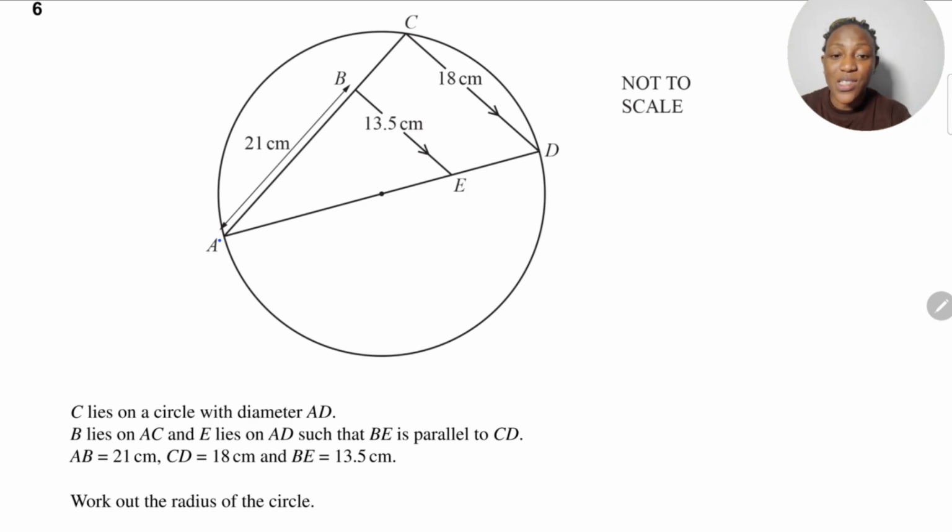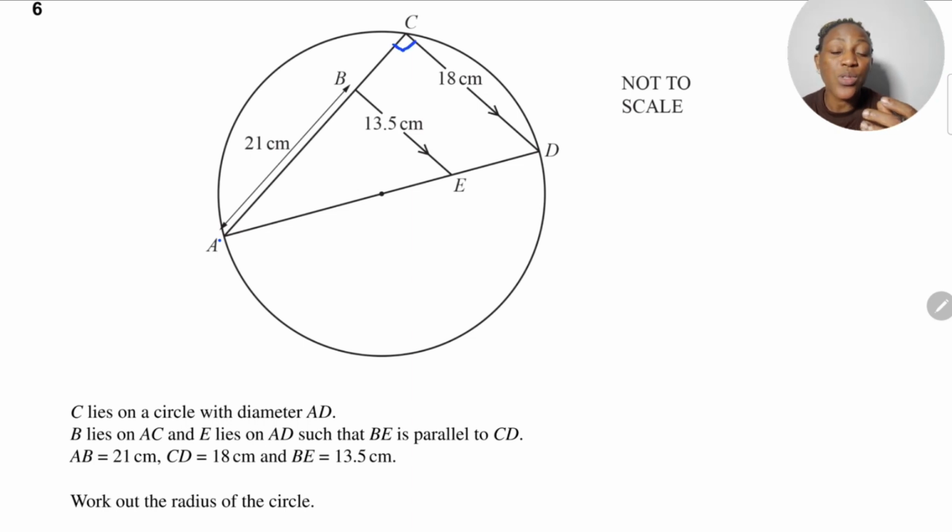Well, I can see this is a circle, and the question reads, C lies on a circle with diameter AD. The moment we are told that the diameter is AD, we need to remember the rule that says that if there is a triangle inscribed in a circle and its longest side happens to be the diameter of the circle, then the third side, that is where the other two sides meet at the circumference, will be angle 90. It's going to be a right angle.